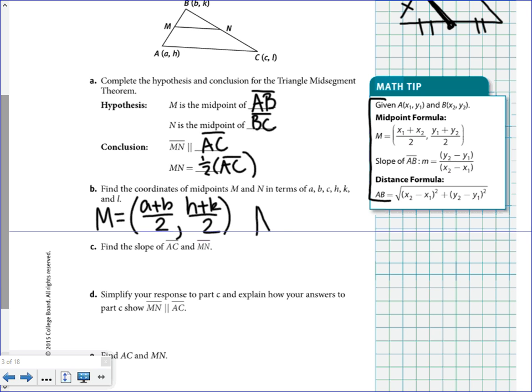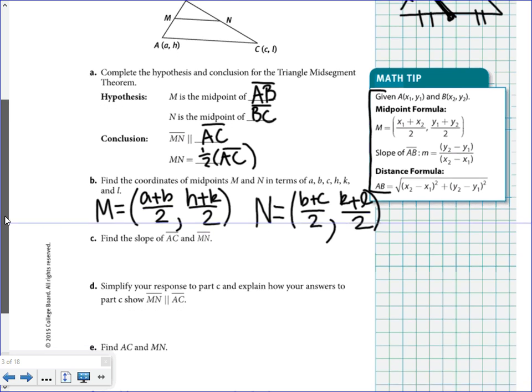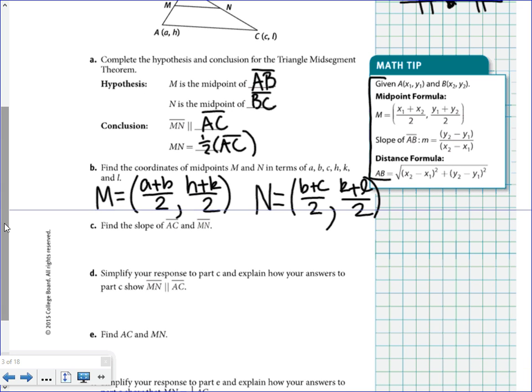For N, our x values are b and c. So b plus c divided by 2. And our y values are k and l. So k plus l divided by 2. So those are your midpoints. You can't really simplify them past that. Now we're going to be looking for the slope. So the slope of AC, y2 minus y1 is going to give you L minus H over C minus A.